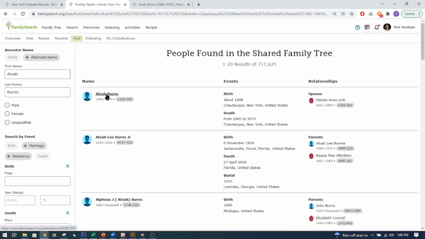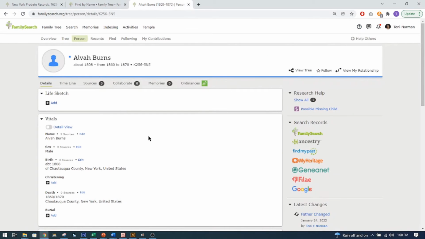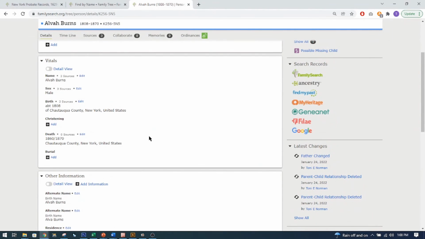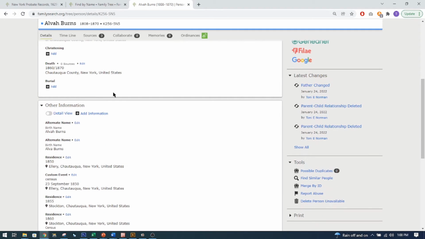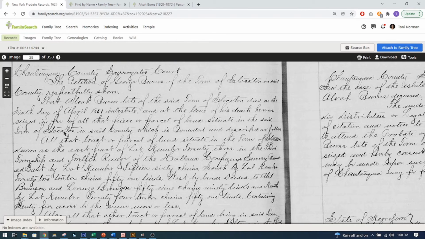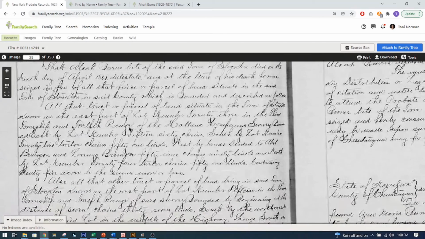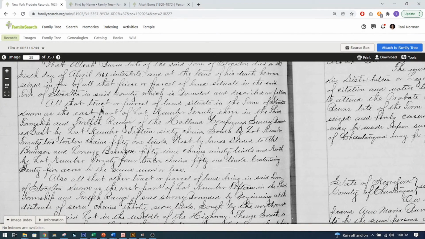Okay, I went to him, and I'm going to just come over here. We see they don't have a death date for him. But let's look back here a little bit more. We'll put in that death date. And it says all of the tract in the town of Stockton.